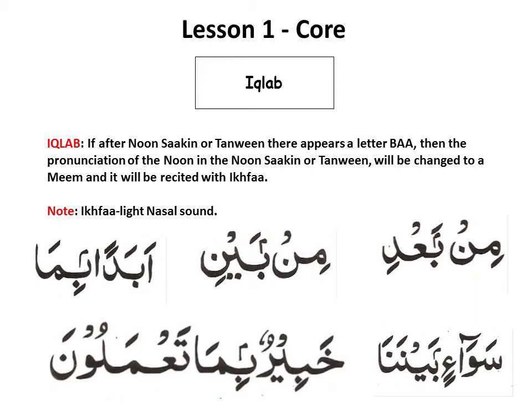So let's go through some examples to see how iqlab is read. Mim noon zer min, ba ayn zabar ba'. So as we can see here, after the noon sakin, the letter ba appears. So the sound of noon in the noon sakin is turned into a meme. So instead of saying min ba'di, we say mim ba'. Mim ba'. Dal zer di. Mim ba'di.